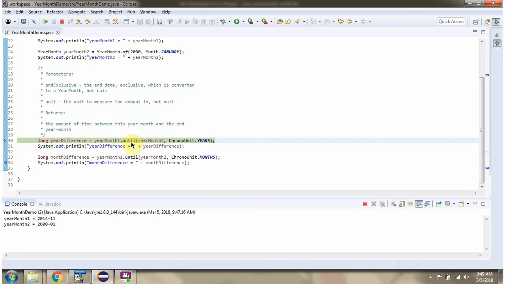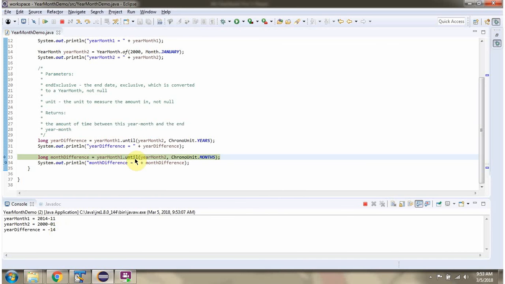Here I am calling the until method of YearMonth1 and passing YearMonth2 and the temporal unit as years. So this method will return the year difference between YearMonth1 and YearMonth2. There are 14 years of difference, so we got minus 14.